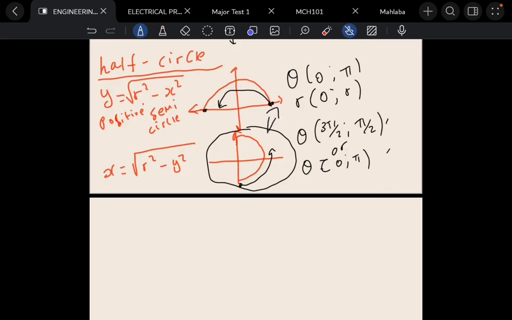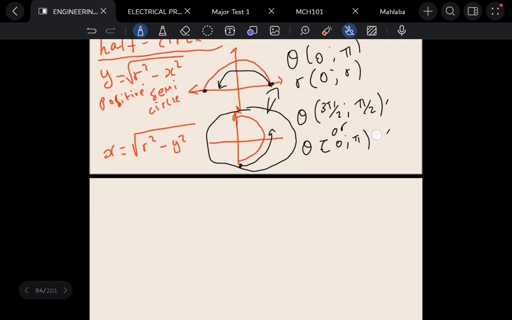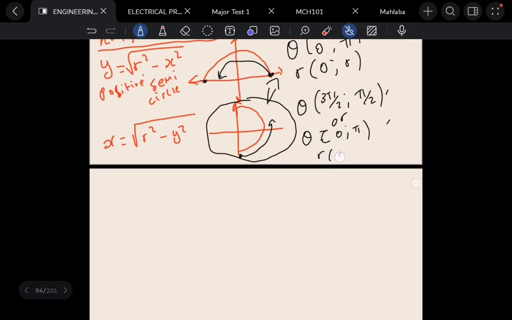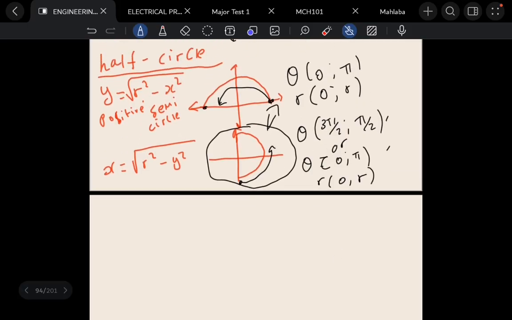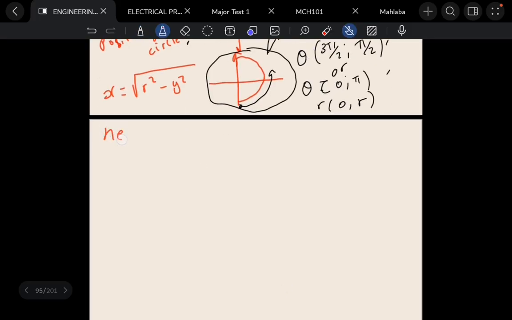So your theta will not matter anyway. And then your r will start from 0 to r, like that. Your r will range in that. So these are positive semicircles, right? And then what if we have negative semicircles? Now what do we mean by having a negative semicircle?